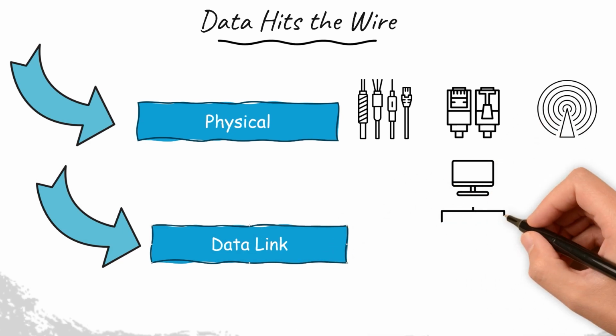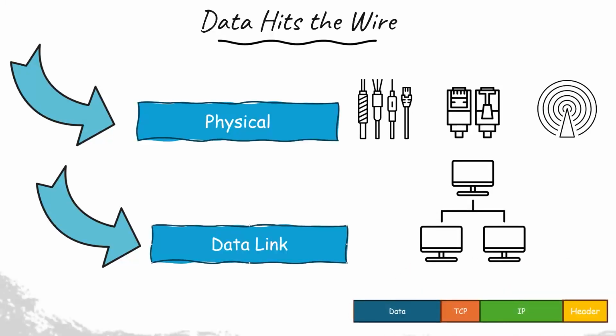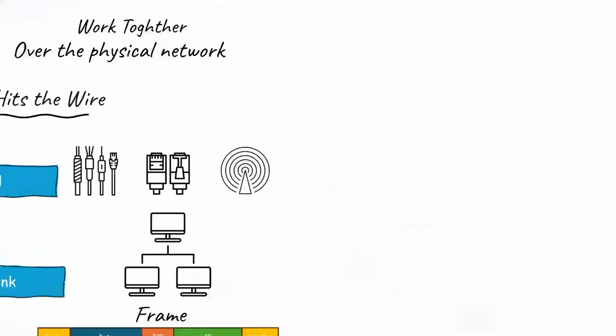The data link layer makes sure that devices on the same local network can talk to each other. It adds something called a header and a trailer to the frame for helping make sure the data arrives to the next device correctly. I know, it sounds a bit confusing. So let me explain it with a quick example.